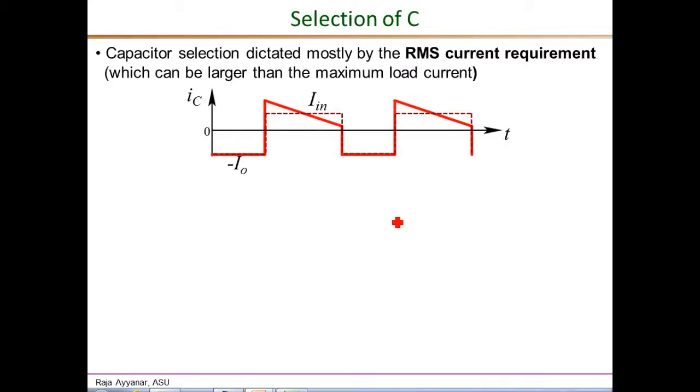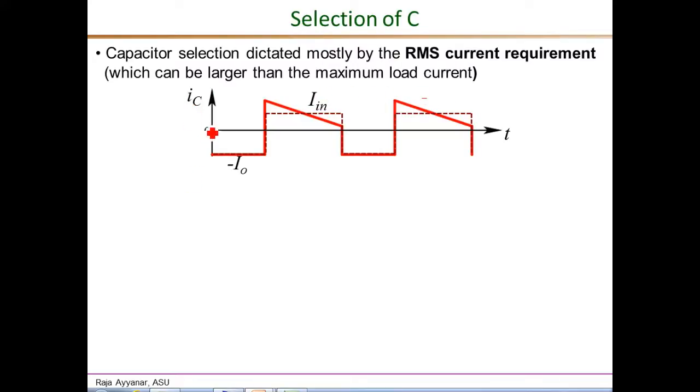Next, we look at the selection of the output capacitor. Very similar to the boost converter case, in the buck boost also, the capacitor selection is decided mostly by the RMS current requirement for the output capacitor. The reason is that the RMS current can be even larger than the maximum load current value itself.